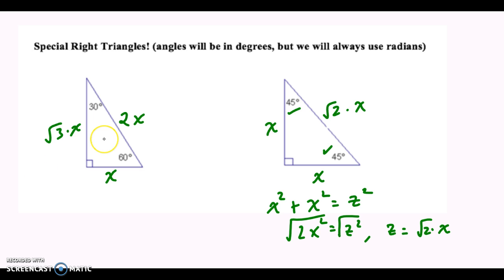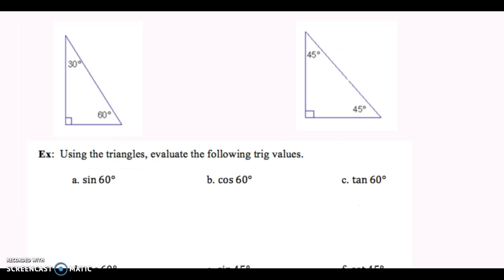You'll want to remember these, and if not, you'll want to remember how to get the work that I just did. Okay, so I'm going to go and label these here. This is x, this is 2x, this is root 3 times x. Over here we have x, and we have root 2 times x.